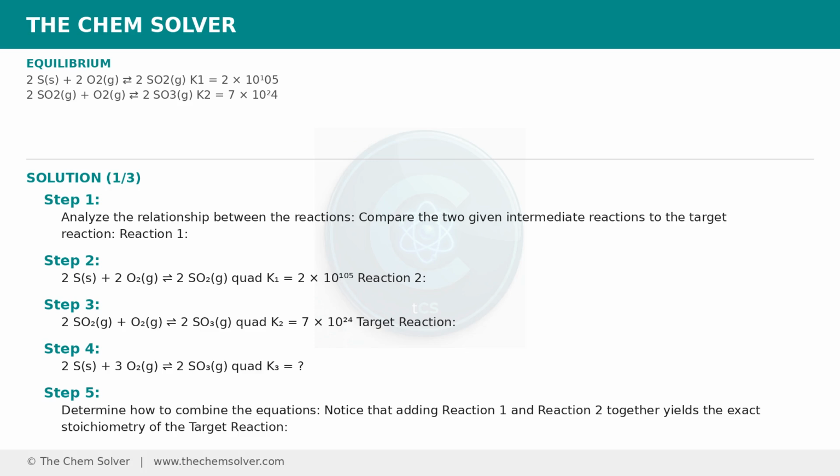Analyze the relationship between the reactions. Compare the two given intermediate reactions to the target reaction. Reaction 1: 2S + 2O2 ⇌ 2SO2, K1 = 2 × 10^105. Reaction 2: 2SO2 + O2 ⇌ 2SO3, K2 = 7 × 10^24. Target reaction: 2S + 3O2 ⇌ 2SO3, K3 equals?